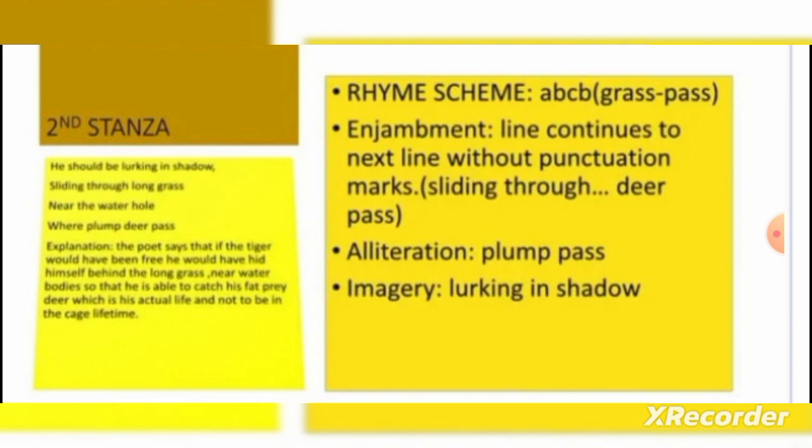Next is imagery. Here the poet tries to evoke mental images in the reader's mind. Which line of the stanza does this job? Lurking in shadow. Okay, the rhyme scheme of this stanza is A B C B.